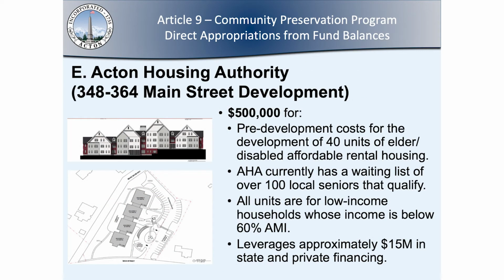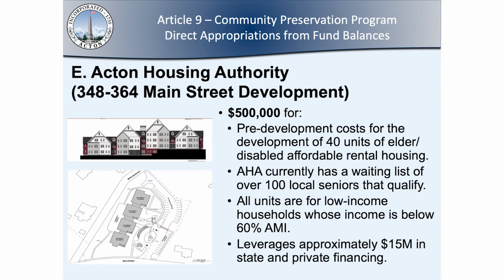E is for the Acton Housing Authority for the development of 348 to 364 Main Street. $500,000 has been recommended to pay for the pre-development costs for the development of 40 units of elderly and disabled affordable rental housing at 348 to 364 Main Street. The housing units will be for low-income households whose income is below 60% of median income.